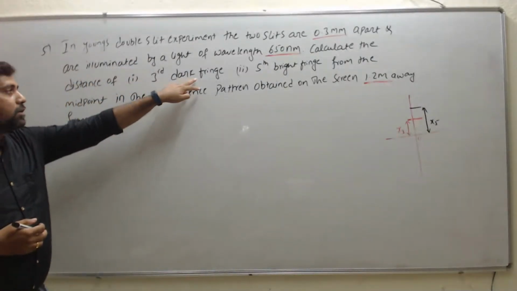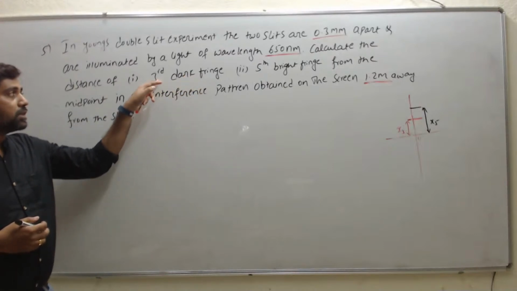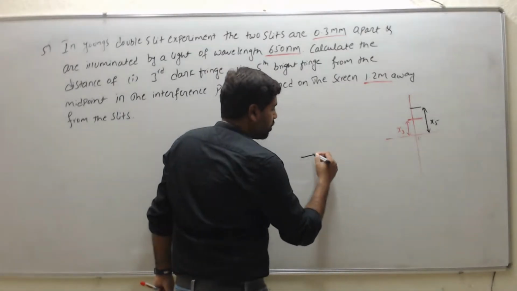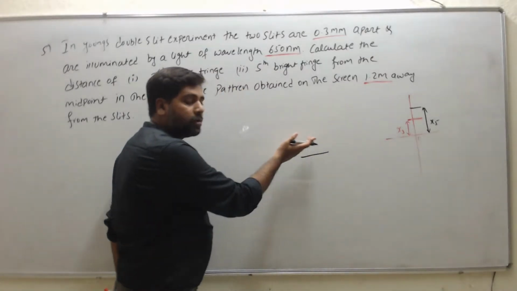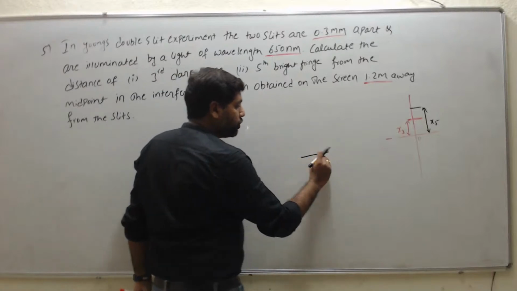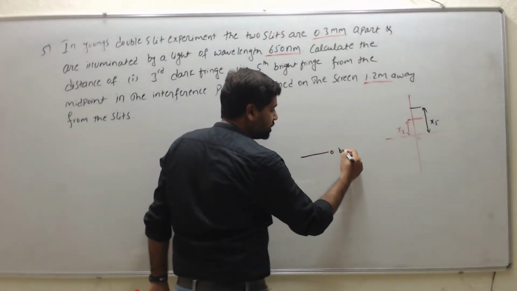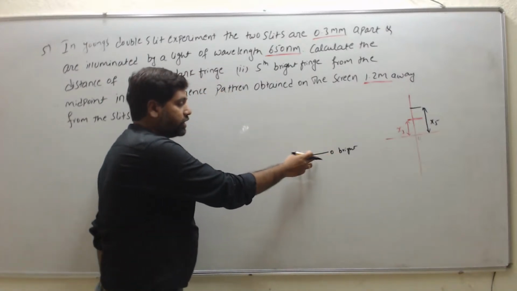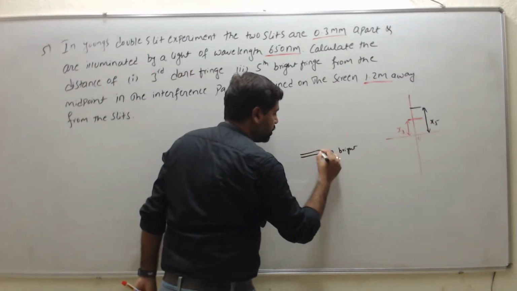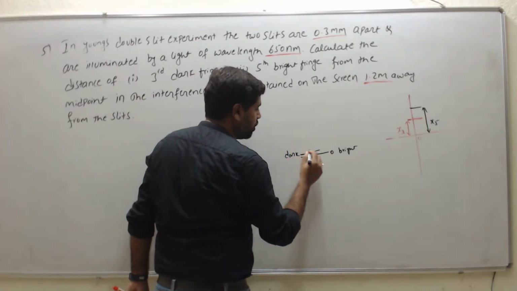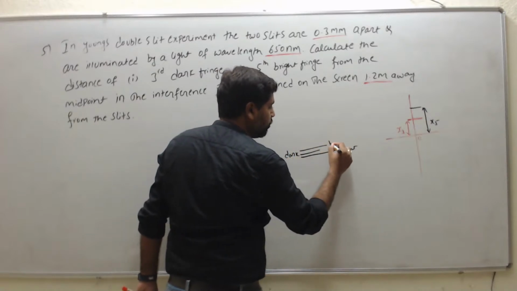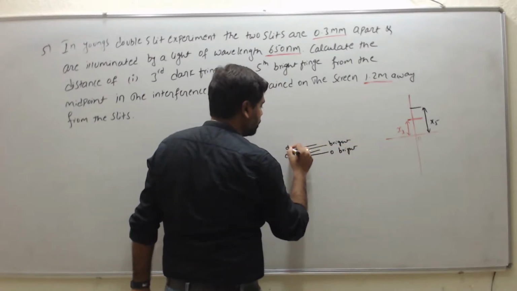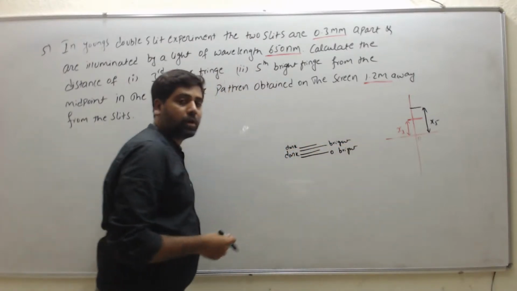So here for the dark fringe, that is for the third dark fringe, we get in the interference pattern alternating dark and bright patterns. So in the center we have the bright fringe, right? After the bright fringe we have one dark. After that again we have one bright. So again we have one dark, right?